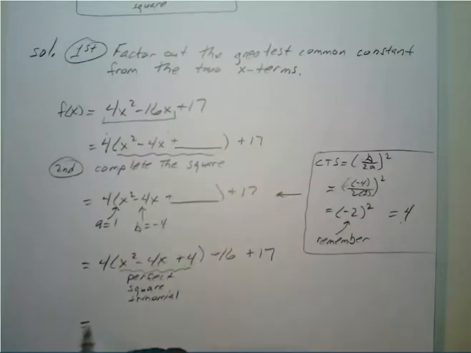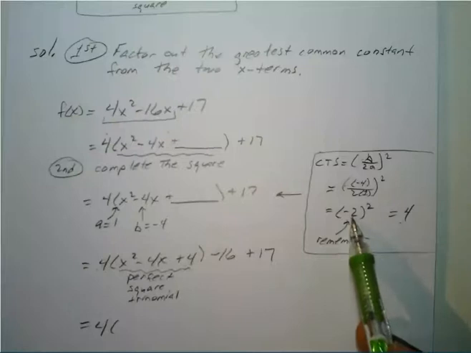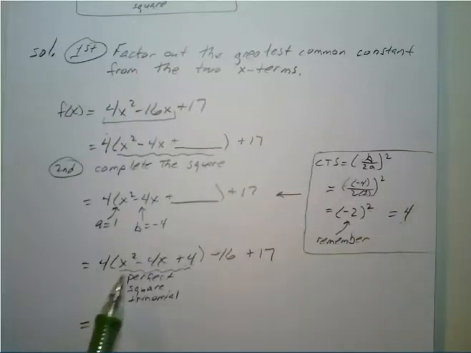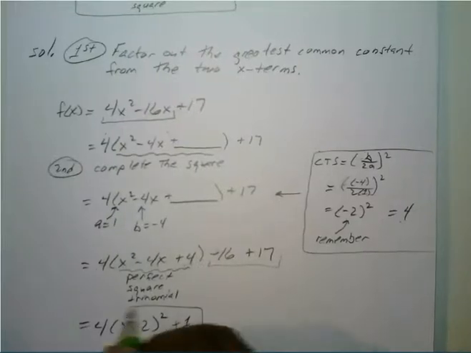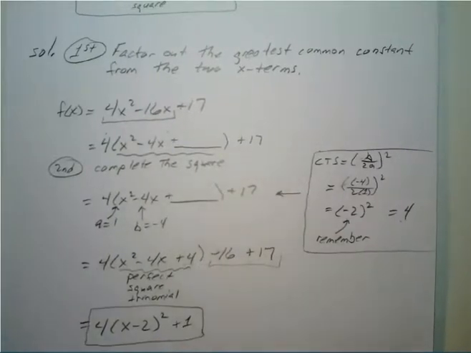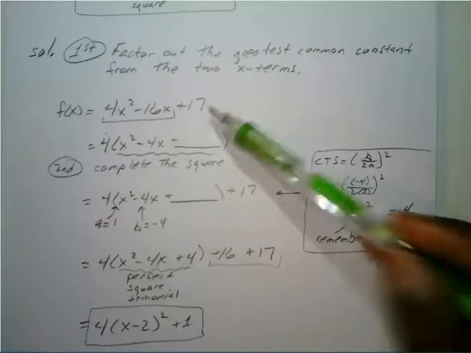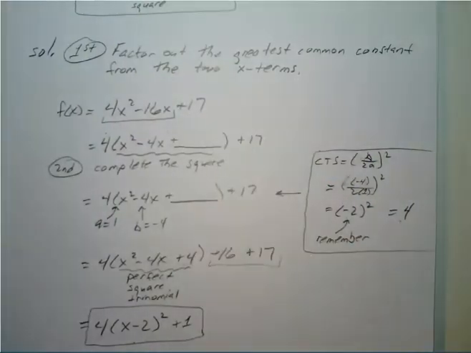All right, so that means you have 4, and remember I told you remember this value, because this value before you apply the square is what goes here. So you have x minus 2 squared, and then you combine these two and you get plus 1. Okay, so if you expand and distribute and all of that, you will end up right back here. So these two are equal, just different forms.